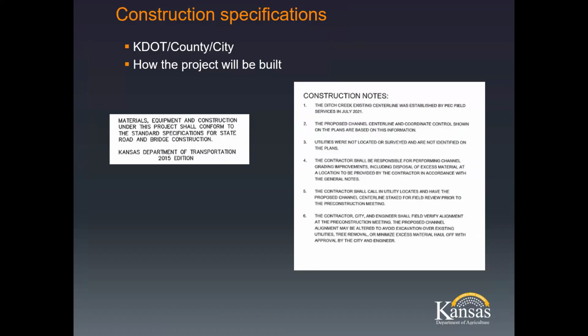So in construction specifications, you can use KDOT, county, and city specifications. If we can get to them on the website, you just have to put them on the plan saying that. It basically shows how the project will be built. We just need to know how you're going to do the project. It doesn't have to be the entire booklet. It just has to be, this is what we're going to use.